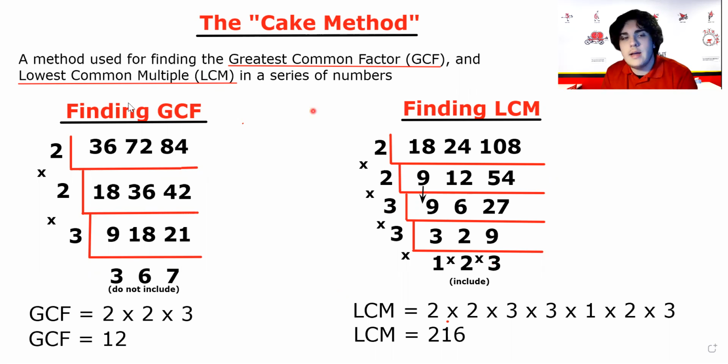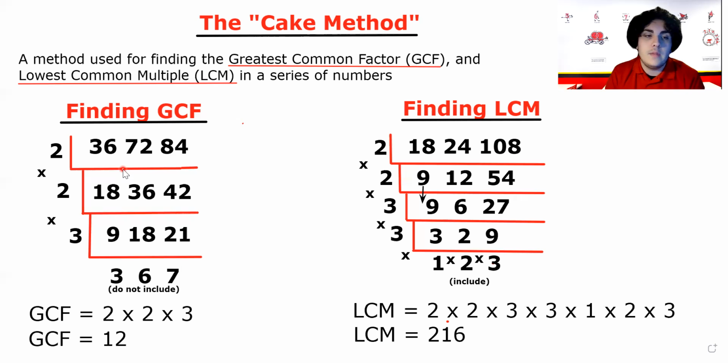You can see with my diagrams here, the reason it's called a cake method, it looks a little bit like an upside down cake, the way they have it formatted here. So we'll get right into the examples. We're going to start off by trying to find the greatest common factor. I want to find the greatest common factor between 36, 72, and 84.